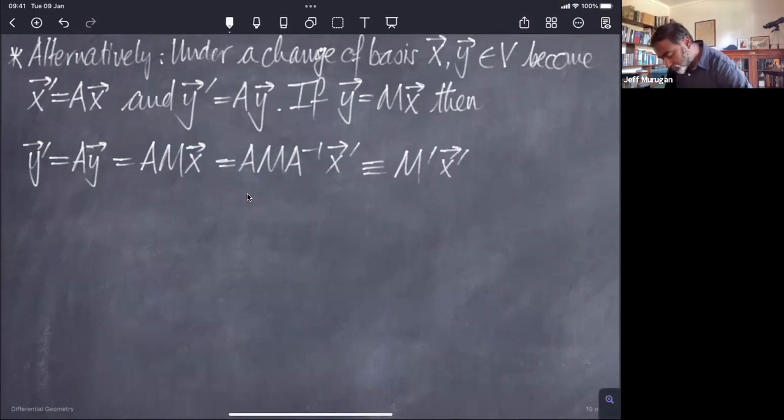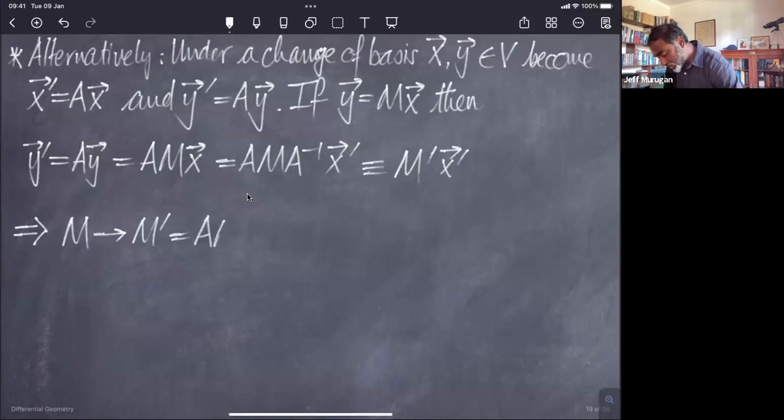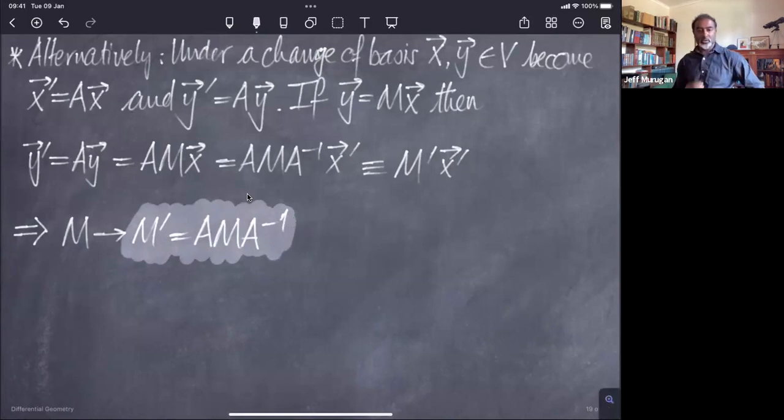In other words, under the coordinate transformation A, M, the linear map, goes to M prime, and M prime is A M A inverse. So under coordinate transformation, this is how the matrix representing the linear transformation transforms. Okay. And this is basically the statement that it transforms like a 1-1 tensor, but written out in a form that you might be more familiar with.